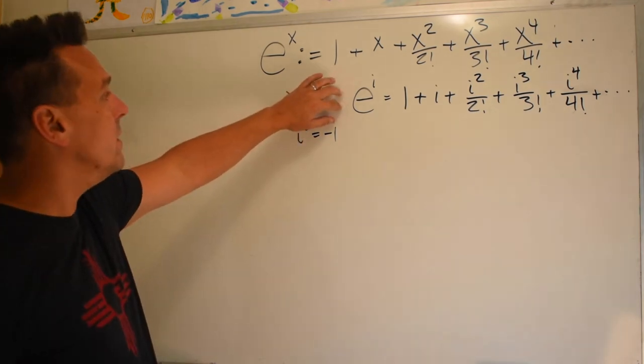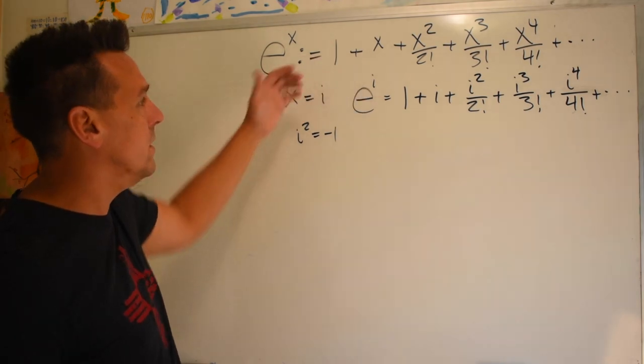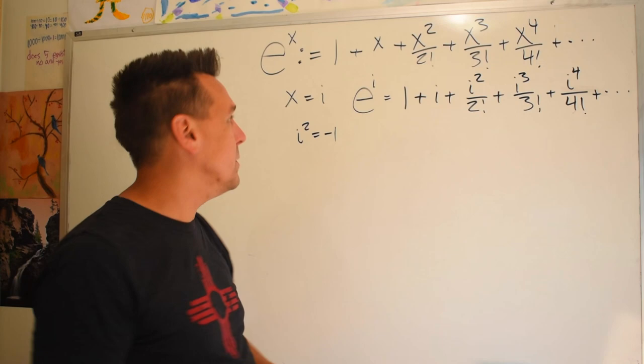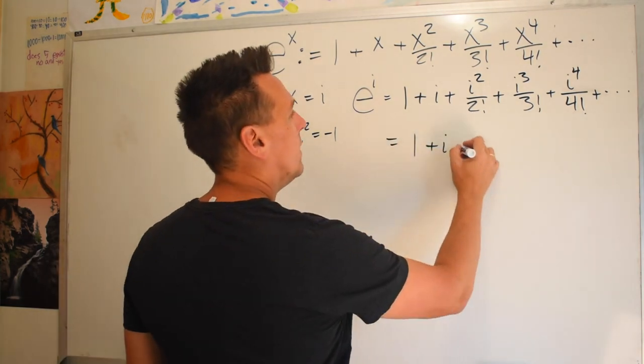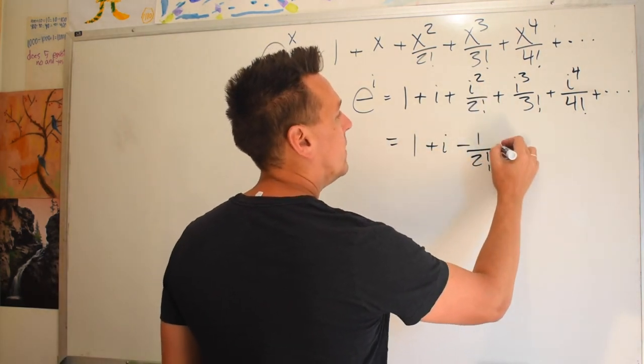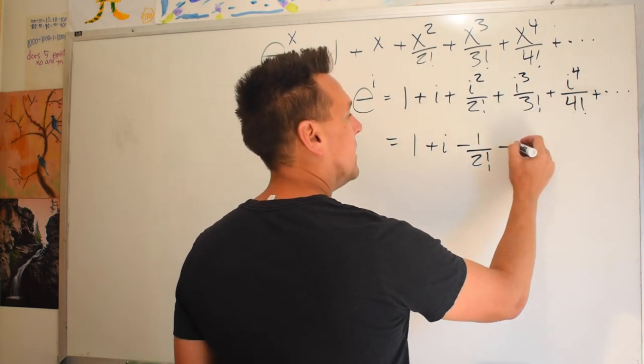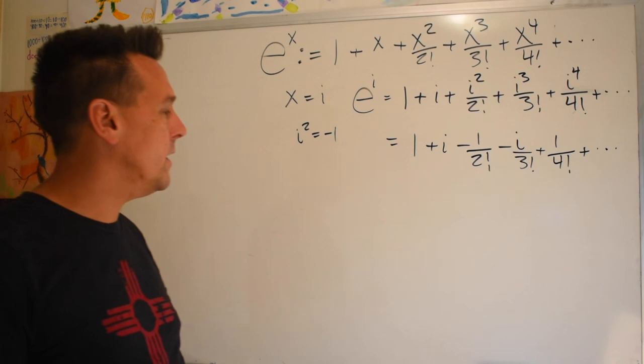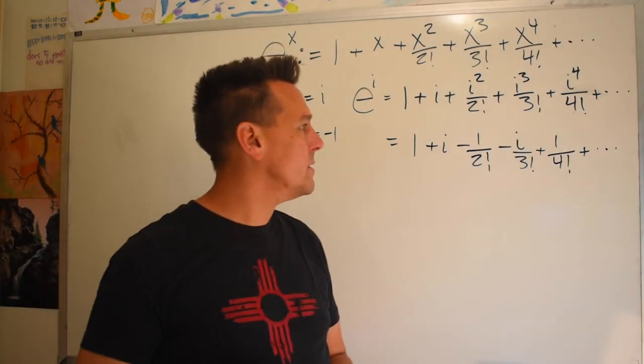So in the same way, the left-hand side of this equation feels really weird. The right-hand side, though, we can do algebra with. We get 1 and i, and this is minus 1 over 2 factorial. And then i cubed is minus i, because i squared is minus 1, and then I get another i, so minus i over 3 factorial, and i to the 4th is 1 over 4 factorial. Okay. So what can we see about this?